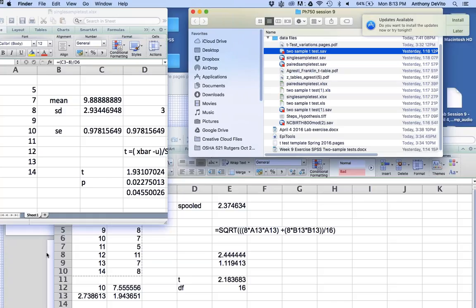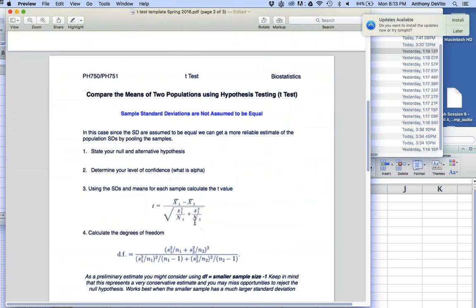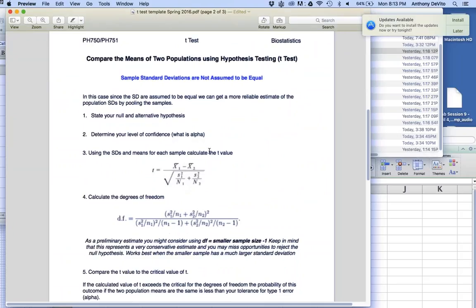Okay, so let me go back to the formulas again. The next situation we might run into is where the standard deviations are not equal. In other words, if we had done this problem and the standard deviation for males had been 4 and the standard deviation for females had been 1, they would have been too far apart for us. So we would have had to assume unequal variances.